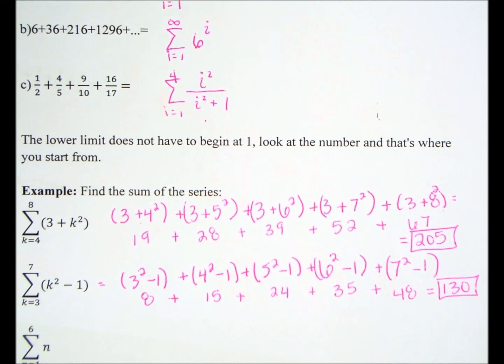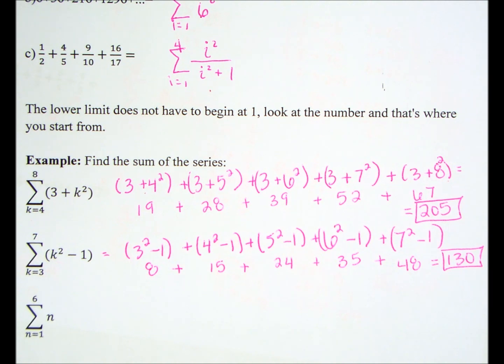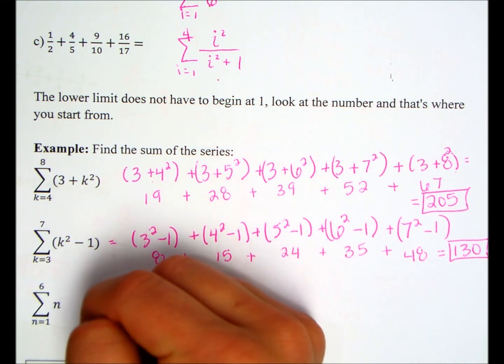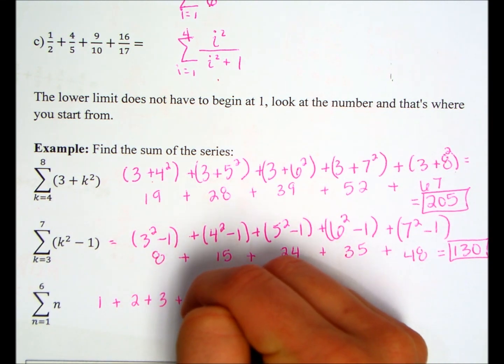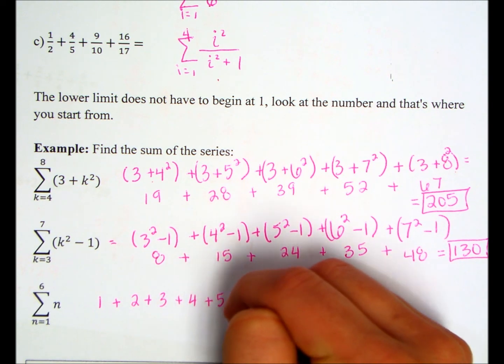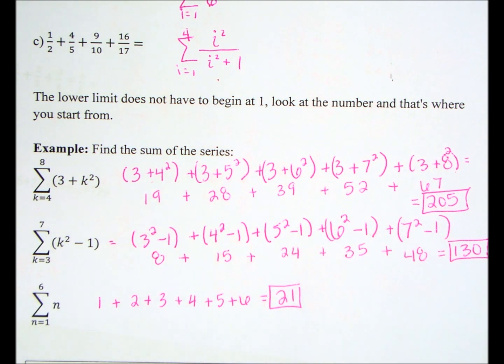So I'm hoping maybe that you'll pause and try this next one on your own. If you don't, that's okay. We'll have more practice for you tomorrow. But here, now I am actually starting at the first term. I'm going to the 6th, and my rule is just n. So this is just 1 plus 2 plus 3 plus 4 plus 5 plus 6. When I add those up, I get 21.